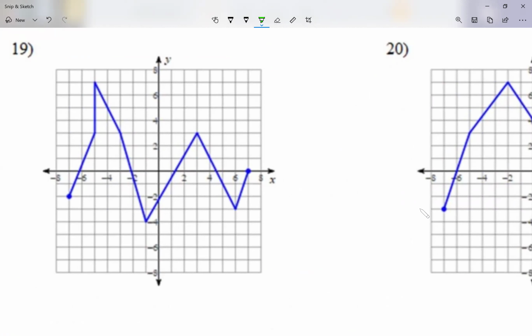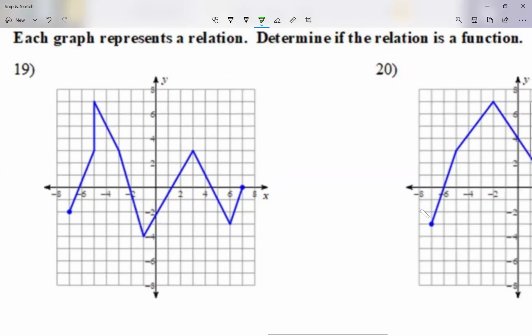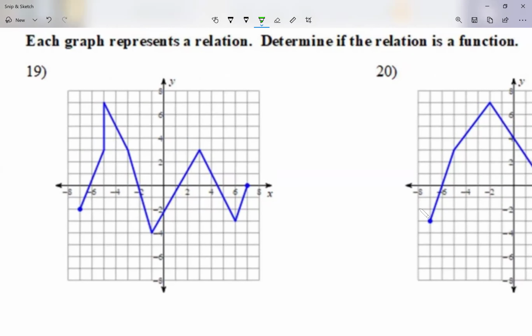A circle, a circle is a relation. A line, that's a relation. An exponential function, that's a relation because I can graph it. So the instructions for this case is going to say each graph represents a relation. Now we have to determine if the relation is a function or not.